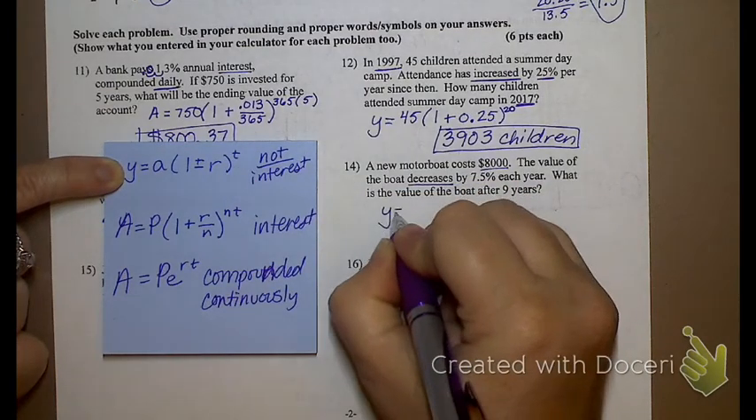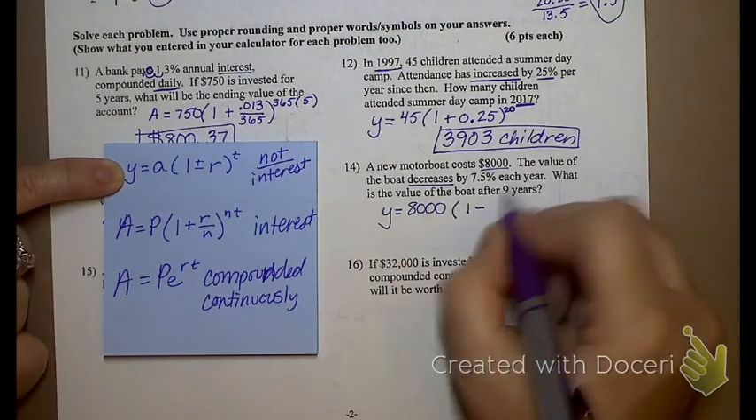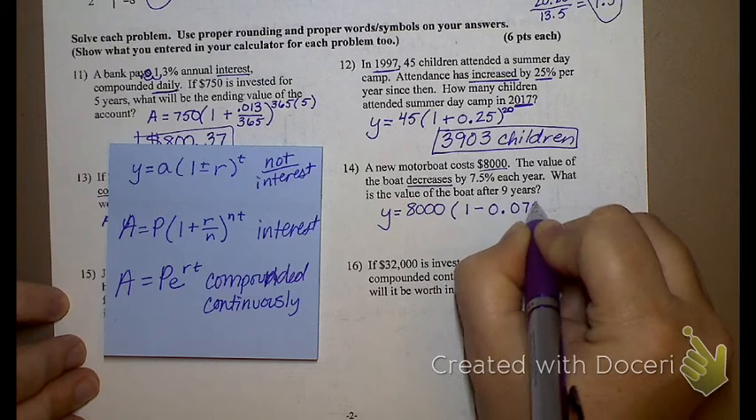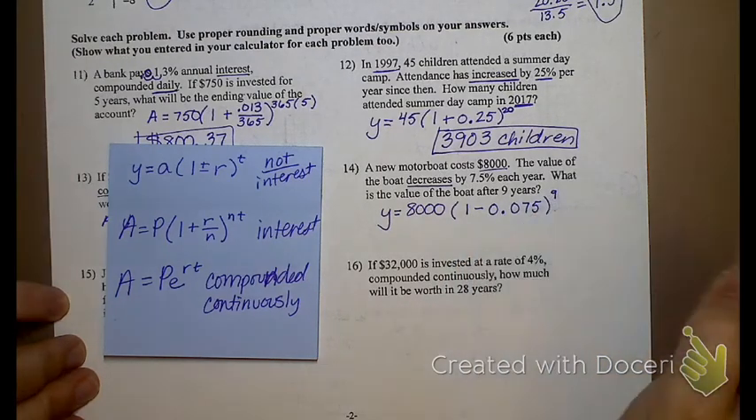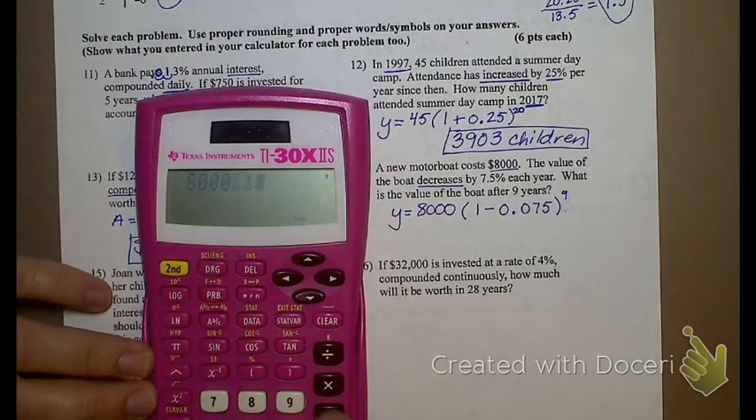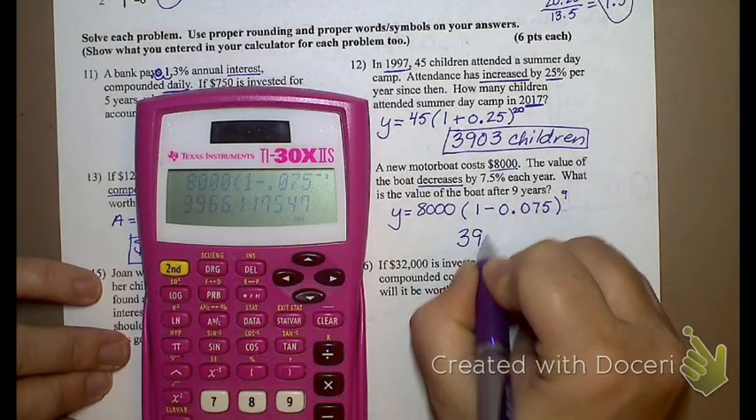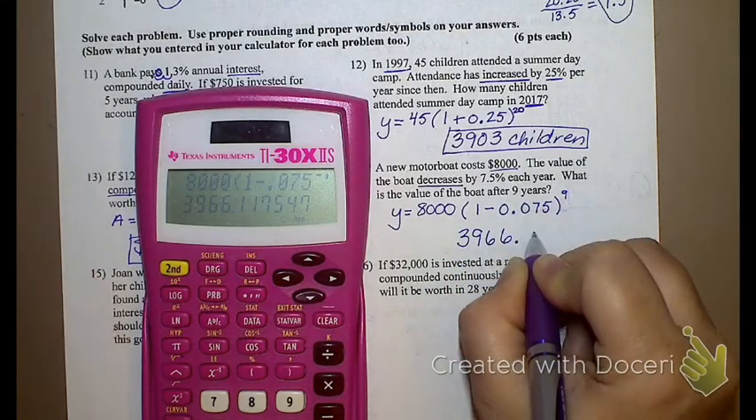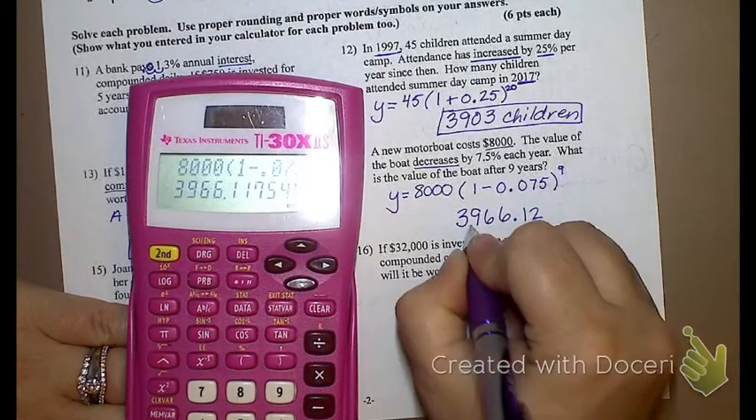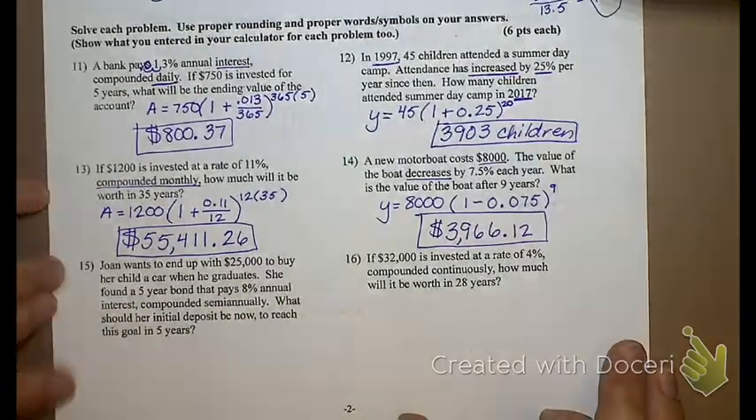So y equals the current amount times 1. This time we're going to have minus because it's decreases. How do I write the rate? 0.075 to the time, which is 9 years. There's my first 3 points of the problem. 8,000 times 1 minus 0.075 to the ninth. 3966 point what? 0.12, put a comma if it's over 1,000, and your dollar sign at the beginning, and there's your answer. Got it? Okay.